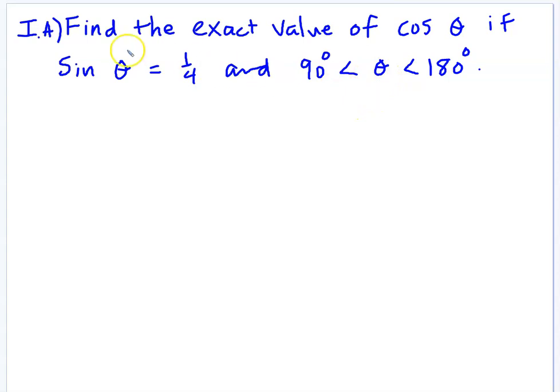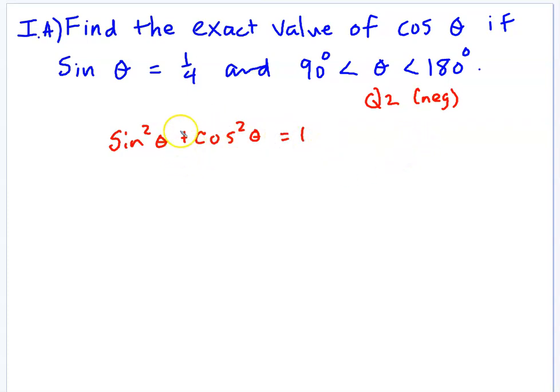Okay, so first of all, we're told that this angle theta resides between 90 degrees and 180 degrees, and so we need to pay attention because that's describing quadrant 2, and we're trying to find the answer for cosine, and cosine happens to be negative in quadrant 2, so our answer has to be a negative value. So since I'm looking for cosine and I'm given sine, this is a perfect opportunity to use this particular Pythagorean identity that has both sine and cosine involved.